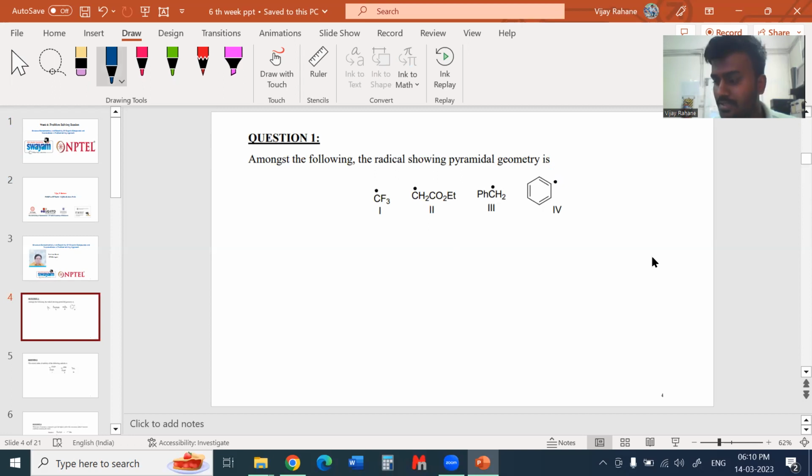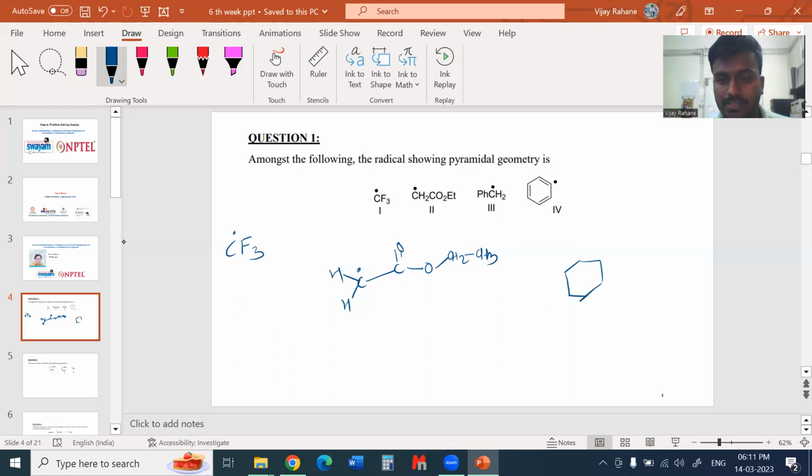They have given some examples of radicals, like a CF3 radical here. The second one is the CH2, I will just draw it here by splitting the structure: hydrogen here, hydrogen here, C double bond O, CH2, CH3. Third one is the Ph radical, which refers to the benzene ring, and here CH2 means carbon and here hydrogen.